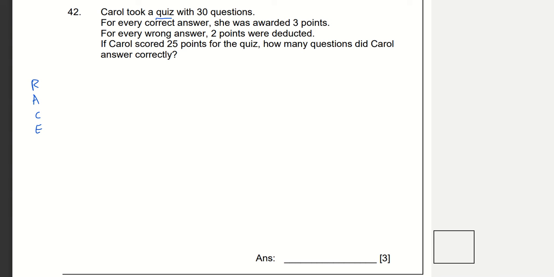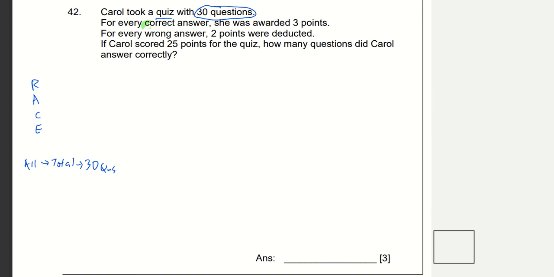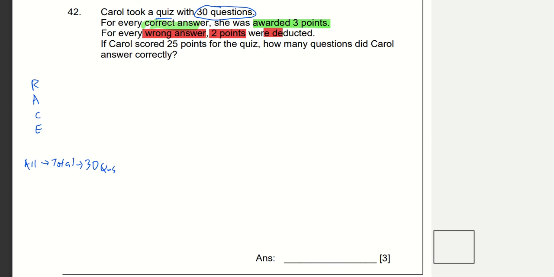So there's the quiz, a total of 30 questions. Okay, so there's a quiz with 30 questions, so that's how I understood it, as all of the questions total is 30 questions. Okay, and then for every correct answer in green, I'm going to do that. For every correct answer, she gets 3 points. For every wrong answer, 2 points were deducted.